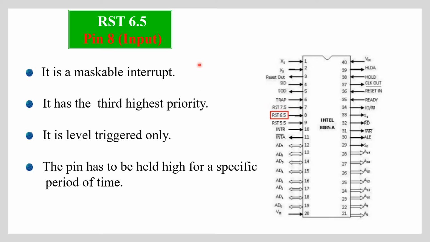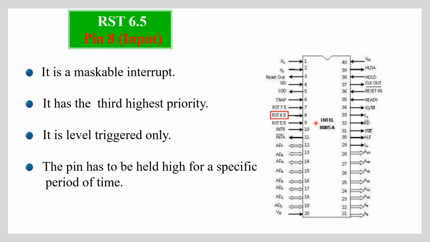So the next interrupt is RST 6.5. The reset interrupt signal is used to interrupt the microprocessor, that is at pin number 8. Again, it is an input signal. It is input to the MPU, and it is also a maskable interrupt. It has the third highest priority, after 7.5. It is level triggered only, meaning it should be 1 or 0. So by level triggering, you can make this high.